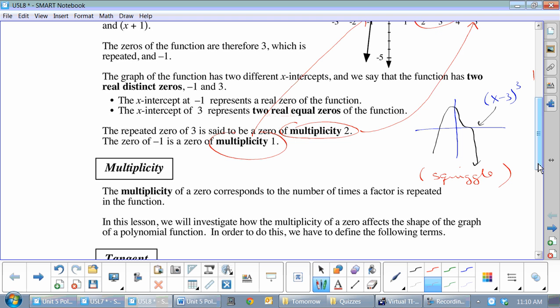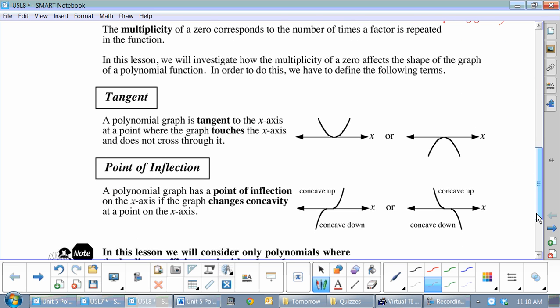Now, the technical words of these: when it's x plus or minus b squared, it's always a tangent, aka a bounce. So just so you know, tangent is a bounce. And then the technical word of when it's going through is called points of inflection. So that would be x plus or minus b cubed, which is called a squiggle.